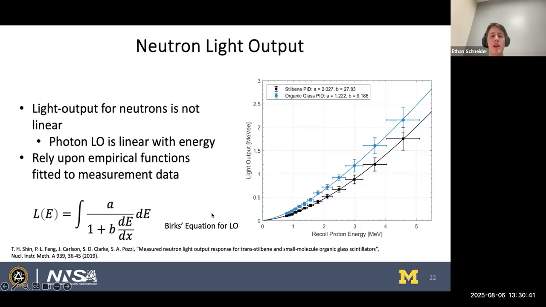We have various empirical functions that we fit to this light output versus proton recoil curve, and one that's pretty popular is Birks' function, which is given at the bottom left here. This is very important whenever we try to do any kind of detector modeling. If we do not have proper Birks' parameters or an idea of how the light output curve looks, and we try to model our detector response, we can do it just fine for gammas because they have a linear response. But if we do not have this for neutrons, we're going to get incorrect results whenever we do this detector modeling.